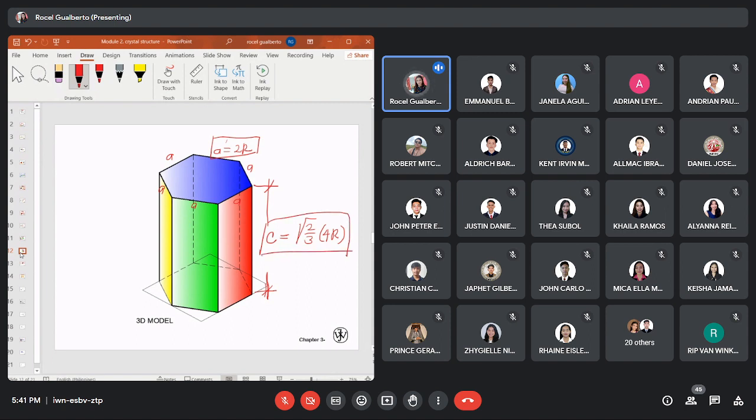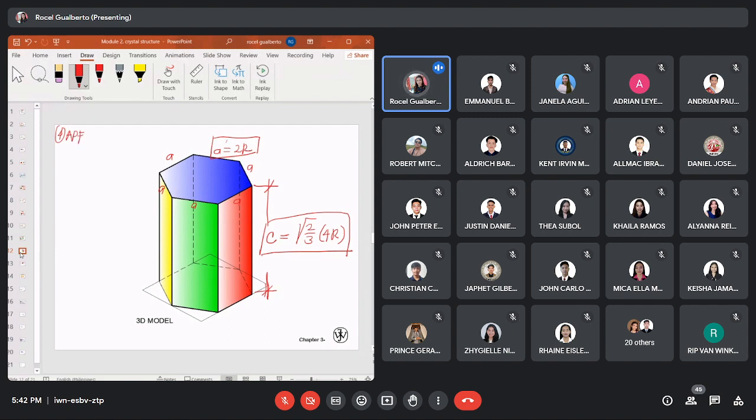Yan. Ito ngayon, so dito po sa ating na HCP, may nadagdag po tayo, okay, na variable. Hindi po A lamang at R. Meron pa pong C which pertains to the height of the unit cell. Okay? Yun po yung height ng unit cell. So, saan po pa natin gagamitin itong dalawang ito? Okay? It will be used on the fourth parameter which is the APF.